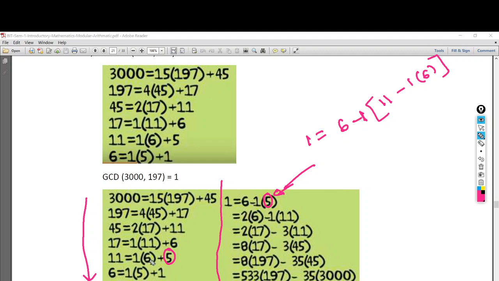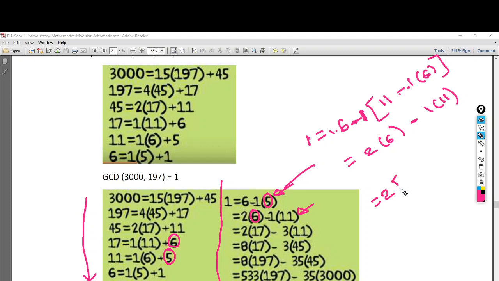So your 1 equals 6 minus 1 times this. So here minus into minus is plus, 1 times 6 is there. This is also 1 times 6, therefore 2 times 6 minus 1 times 11. So that is how you get this. Then you have to substitute this 6 using this one. So you know that 6 is 17 minus 1 times 11.